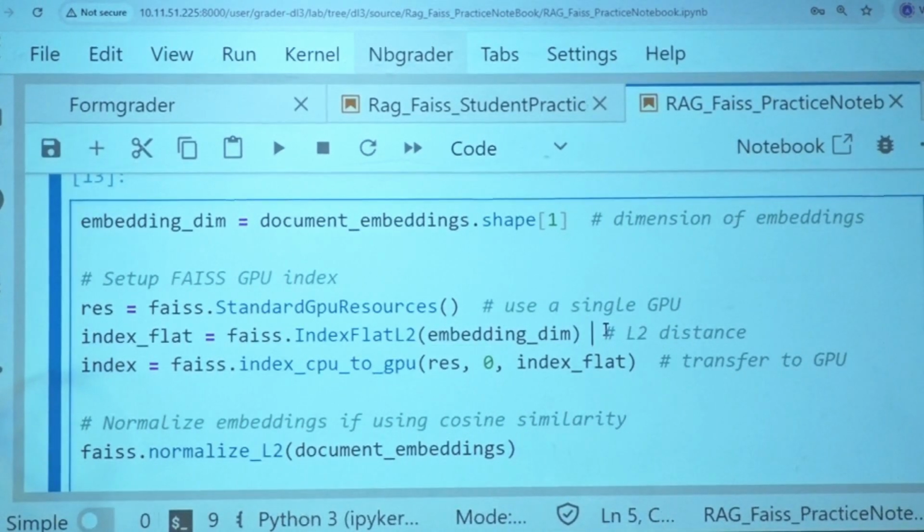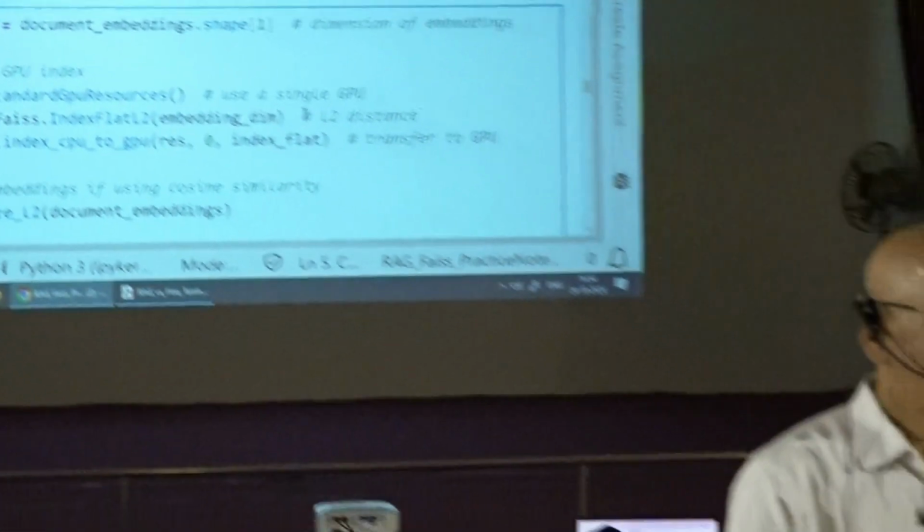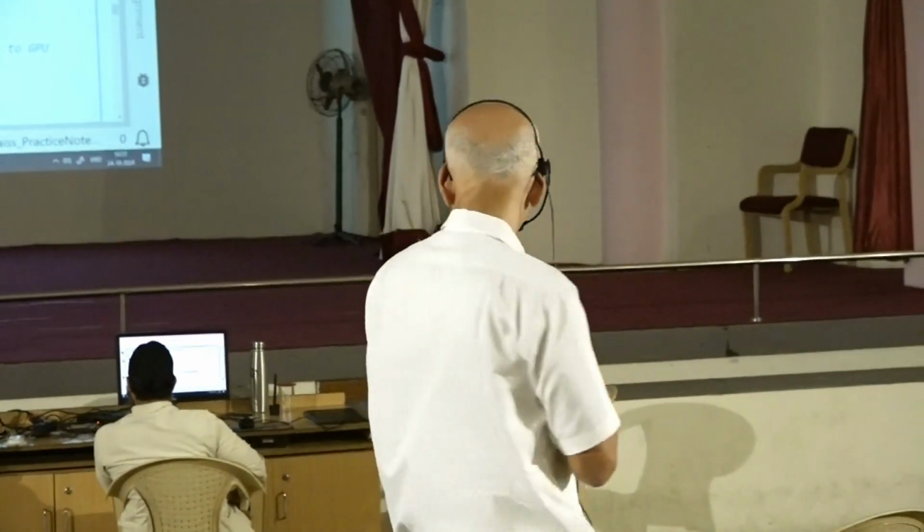L2, what does L2 mean? What do you think it means? I know you may not know what it means, but I want you to take a guess. L2 means Euclidean distance. Okay? So the L2 squared. So it's basically taking some kind of Euclidean distance.